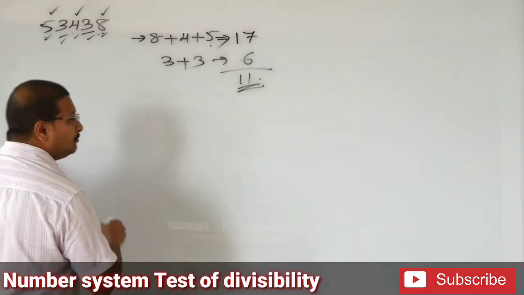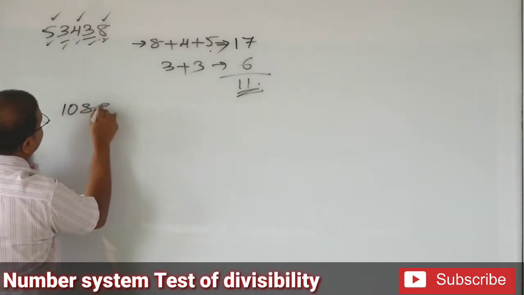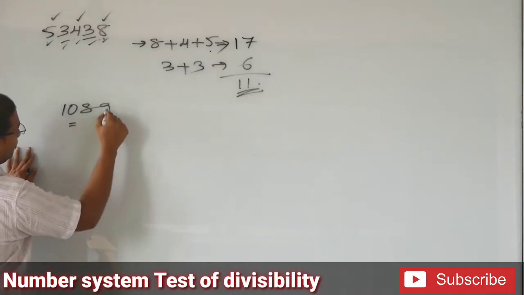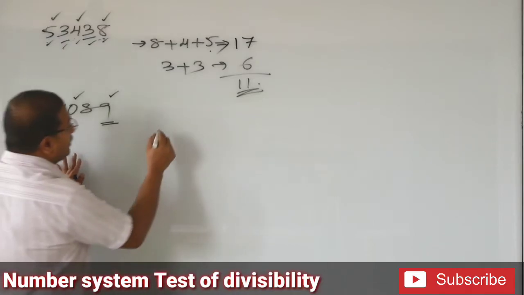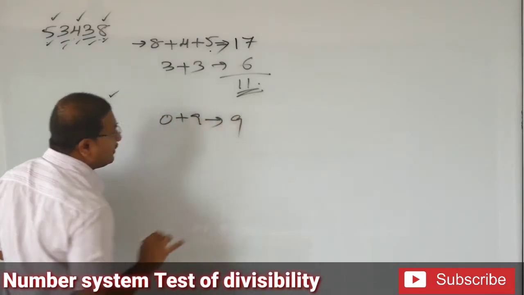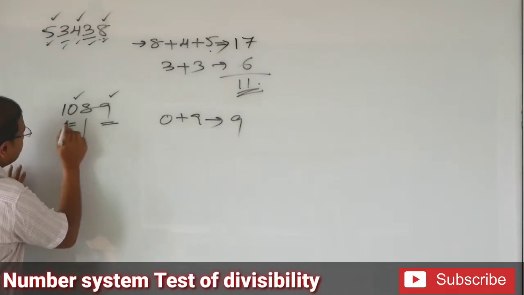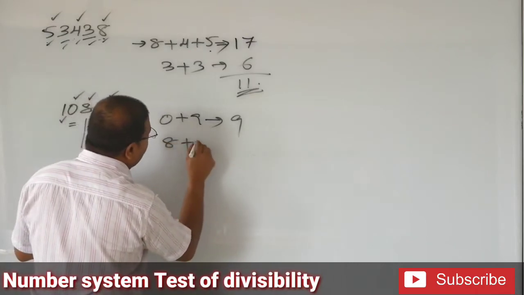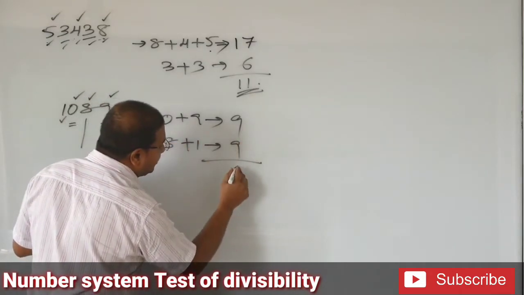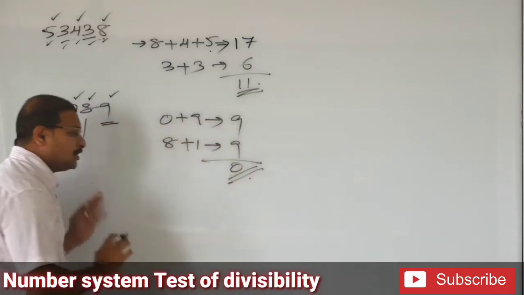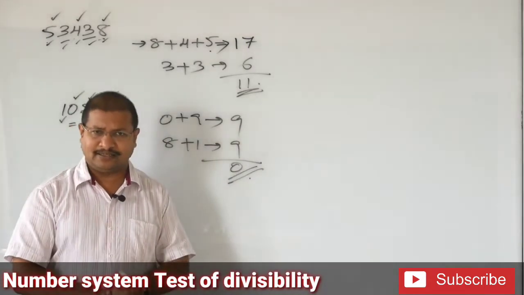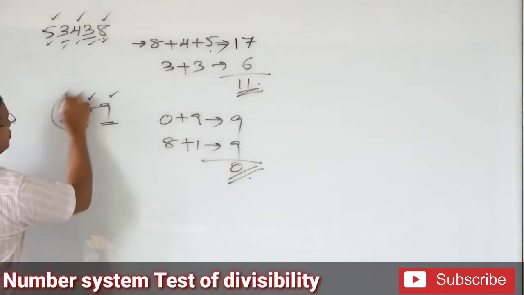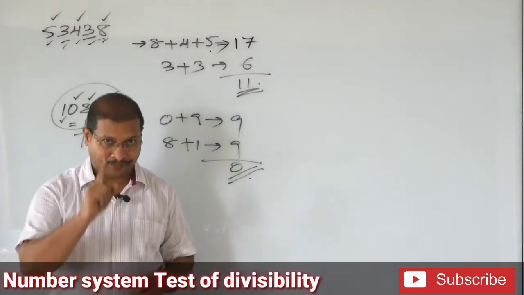Let's go to the next number. Let's see the next number. 1089. Ready? What will you do? See, odd digits, 9 and 0. That means 0 plus 9, what will you get? 9. Next one, even place. See, 8 and 1. That means 8 plus 1, what will you get? 9. That means 9 minus 9, 0. 9 minus 9, 0 means 0 is divisible by 11. Isn't it? Because 0 by 11 is 0. That means 1089 is divisible by 11.